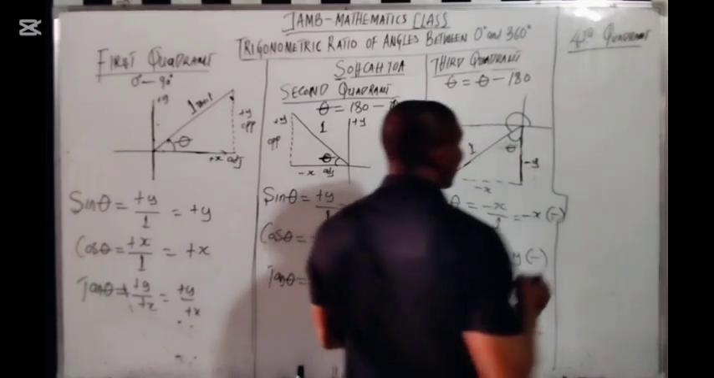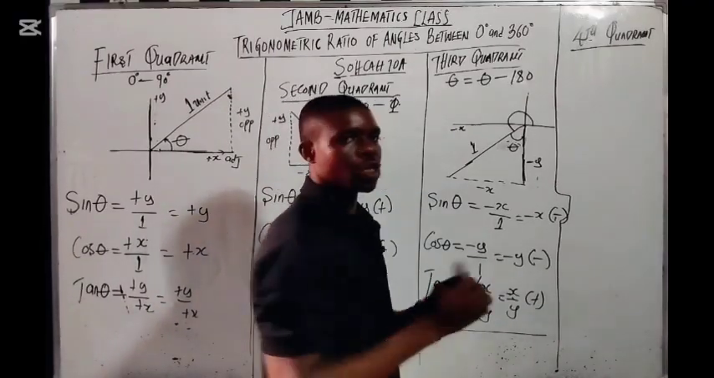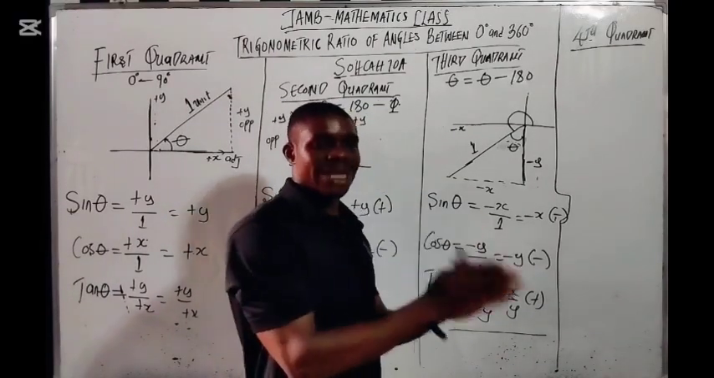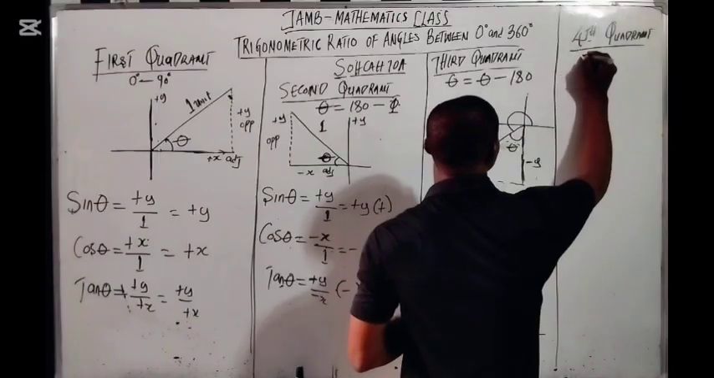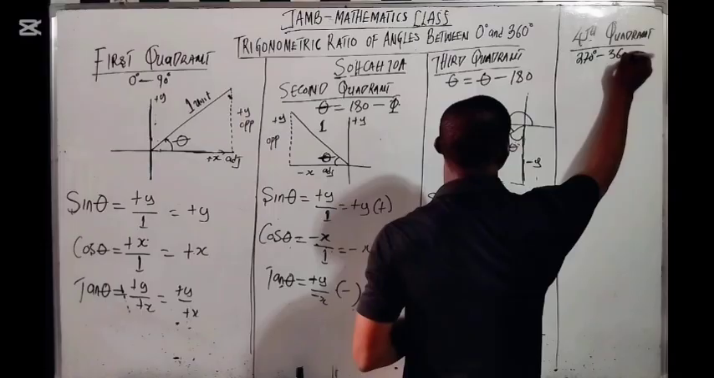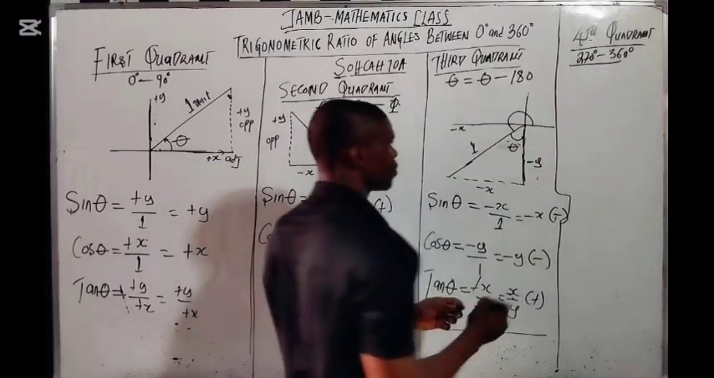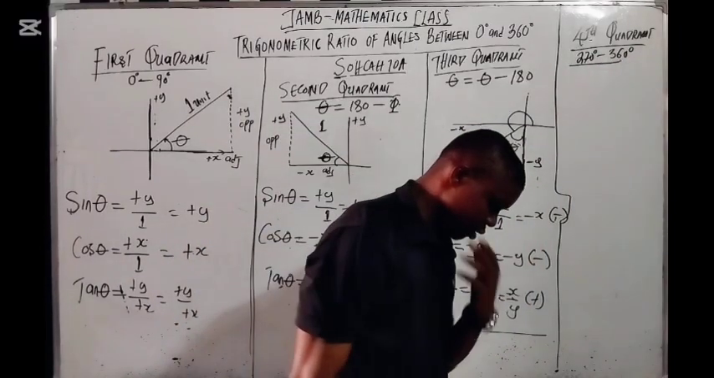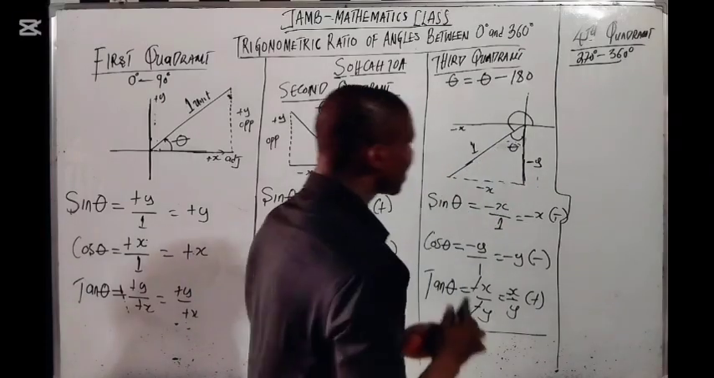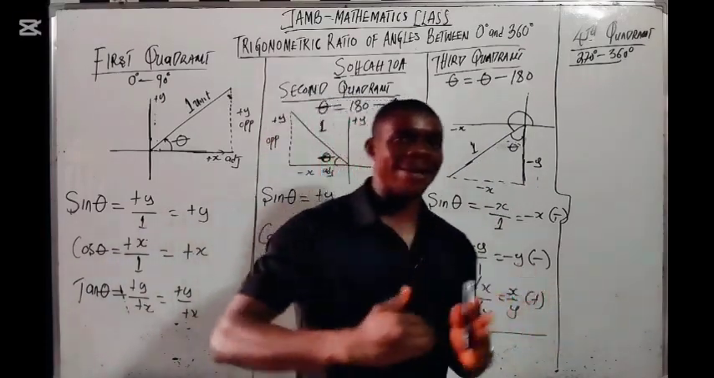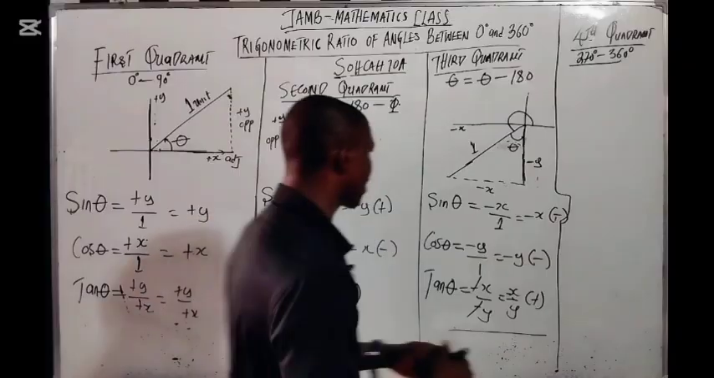Okay. Now in the fourth quadrant, you're talking about angles from 270 to 360 degrees. The angle is between 270 degrees and 360 degrees. That is the angle, right? And to really get the angle, it's going to be 360 minus theta. Remember here, 360 minus theta.